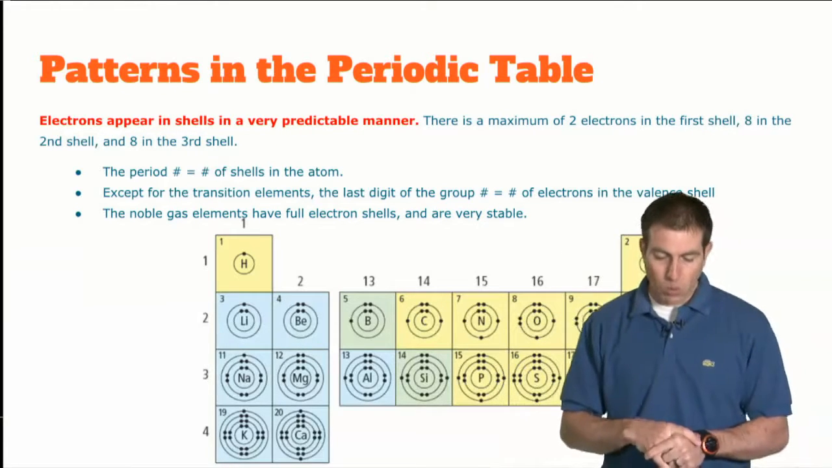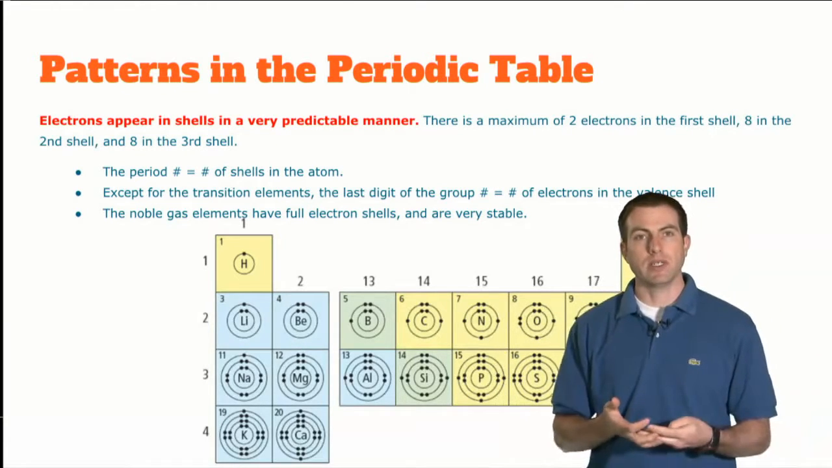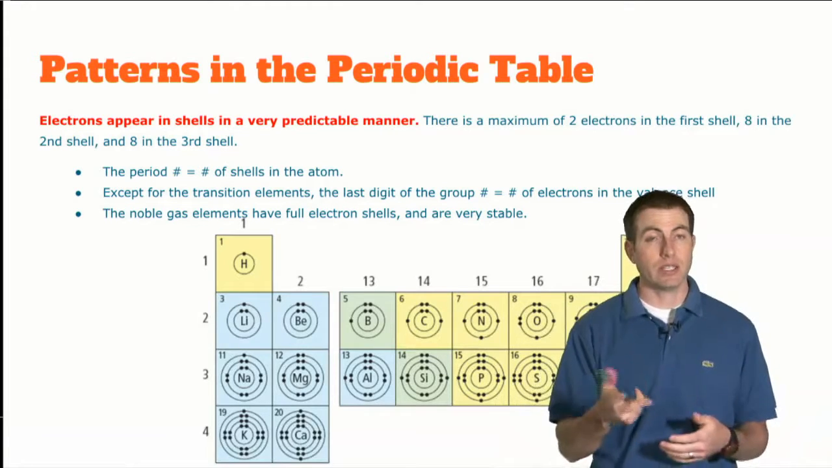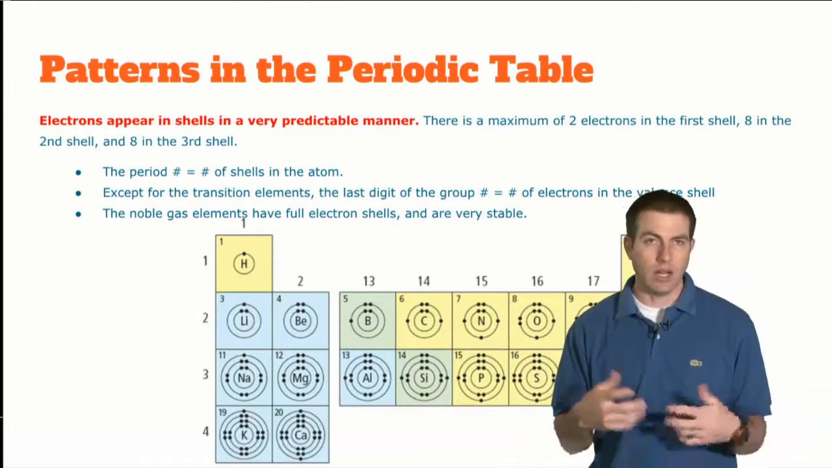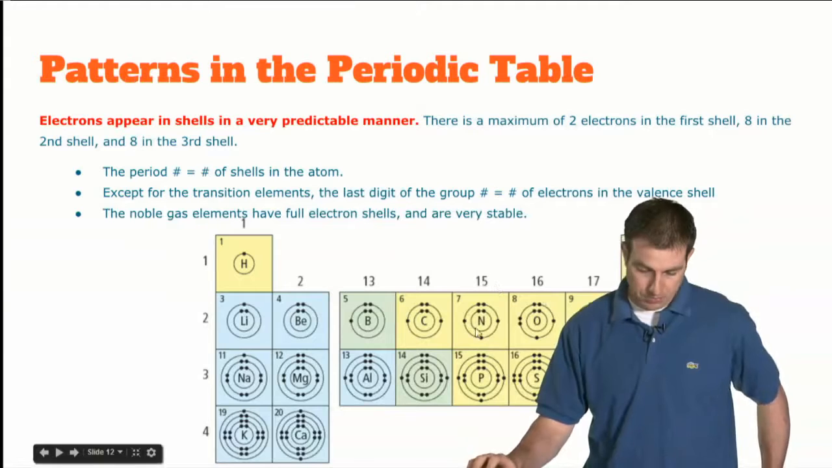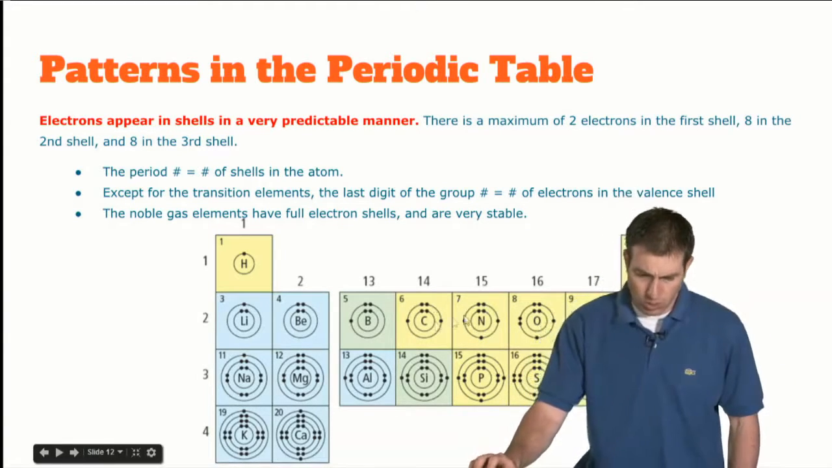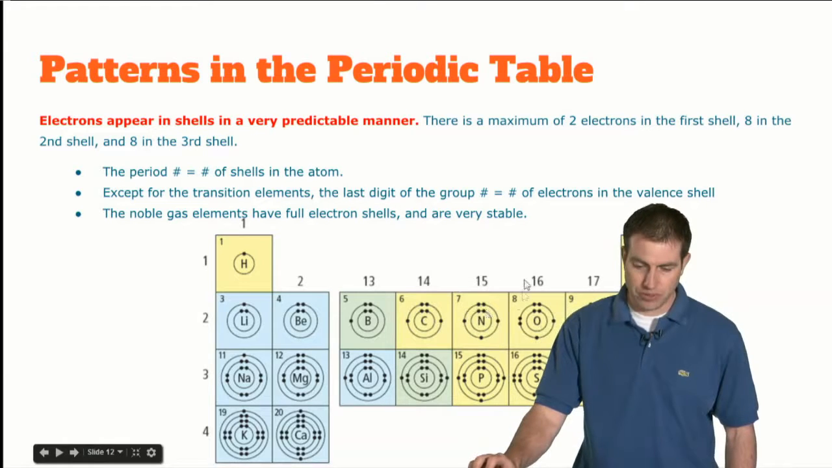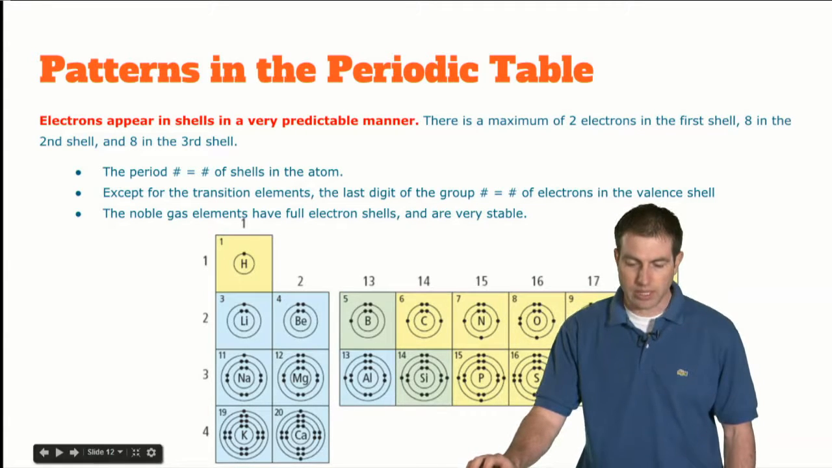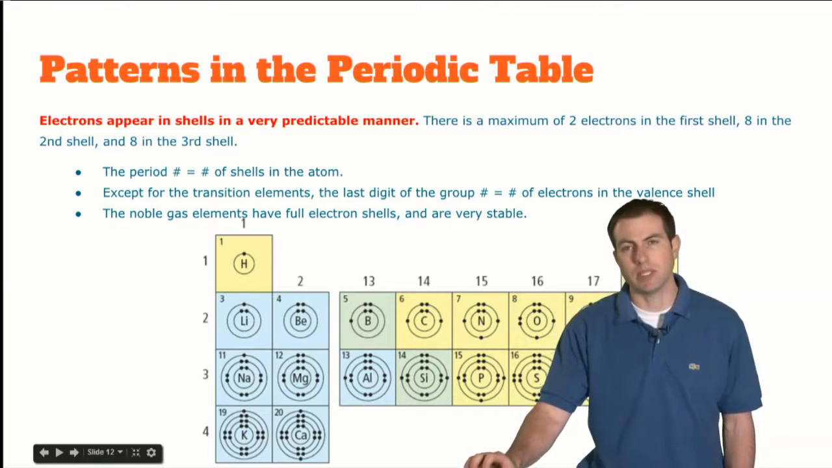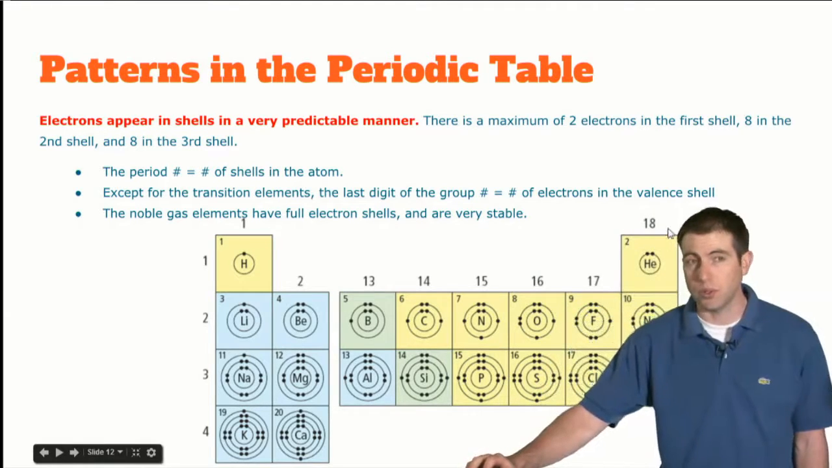So one cool thing about the periodic table is if you wanted to know how many electrons are in the outer shell of an element, let's say I picked element 7 here, nitrogen, right next to me. Well, if it's in column 15, its outer shell has 5 electrons. If it's in column 16, its outer shell has 6. 17 has 7, and 18 has 8, with the exception of helium, because helium can only hold 2.